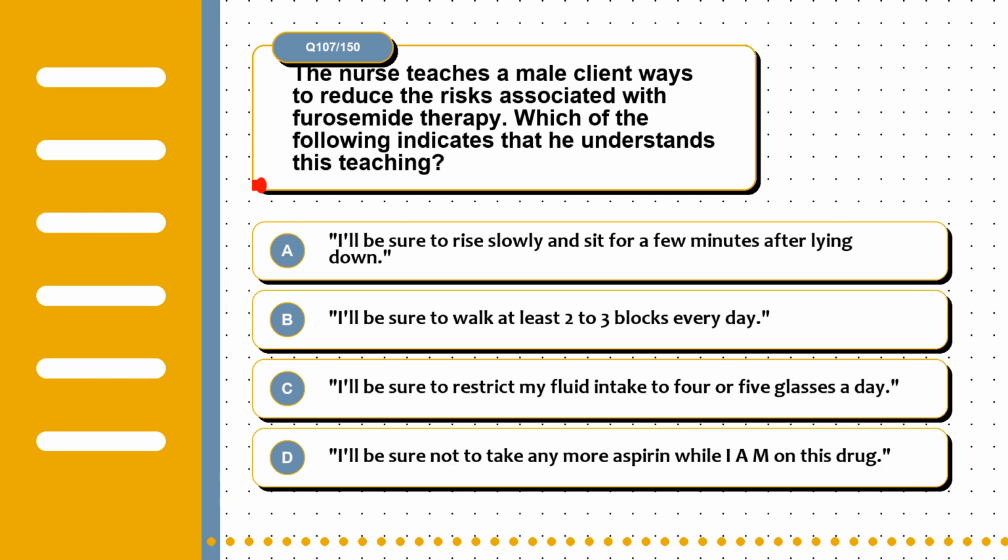Question 107. The nurse teaches a male client ways to reduce the risks associated with furosemide therapy. Which of the following indicates that he understands this teaching? Here are the options. Option A. I'll be sure to rise slowly and sit for a few minutes after lying down. Option B. I'll be sure to walk at least 2 to 3 blocks every day. Option C. I'll be sure to restrict my fluid intake to 4 or 5 glasses a day. Option D. I'll be sure not to take any more aspirin while I am on this drug.